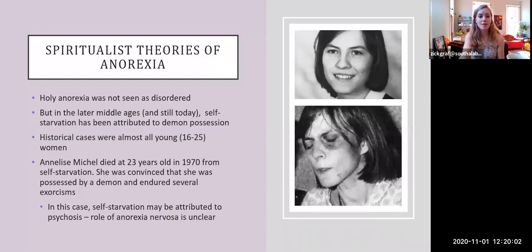I also want to just quickly mention early spiritualist theories of anorexia. So holy anorexia wasn't actually seen as a disorder, it was seen as an act of extreme piety. But throughout history, self-starvation has also been attributed to demonic possession. And there's a lot of historical cases of this that also, similar to anorexia, started in young women. So it's possible that some of these medieval and more recent historic cases of demonic possession could have also been cases of anorexia. And one example of this was Anneliese Michel, who was a Belgian woman who died during an exorcism from self-starvation.